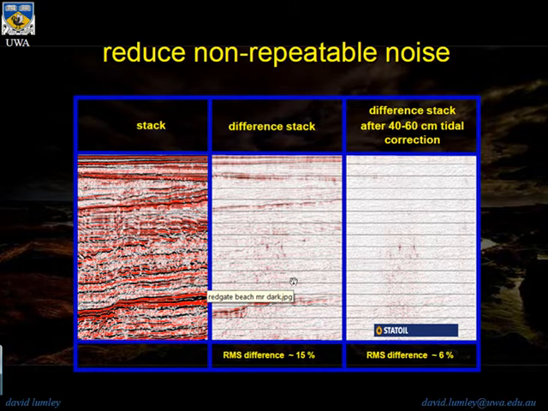What you find is if instead you correctly measure the tidal effect and the water column effects and apply them deterministically instead of statistically estimating them from the data, you can get a much cleaner difference section, and therefore you'd be able to chase smaller and smaller signals. So there's a lot more we can do in this area, as I mentioned, with regard to measuring properties in the water column, in the near surface, etc., and applying them deterministically in our processing flow.